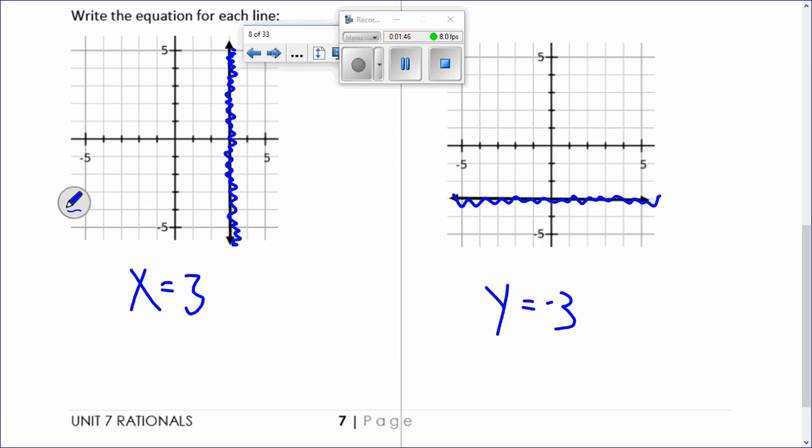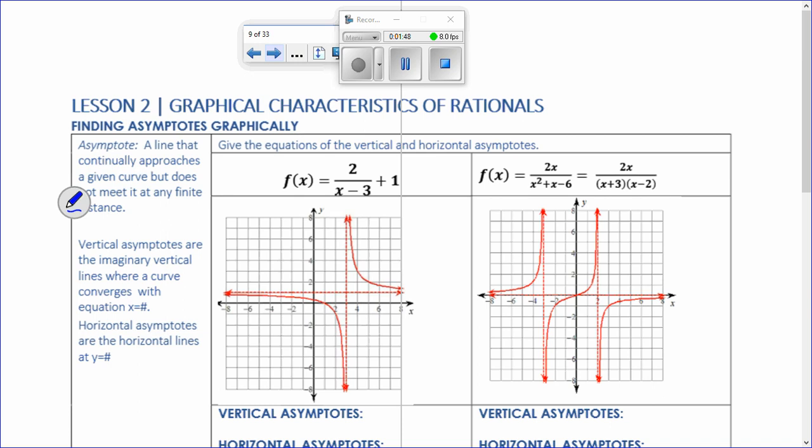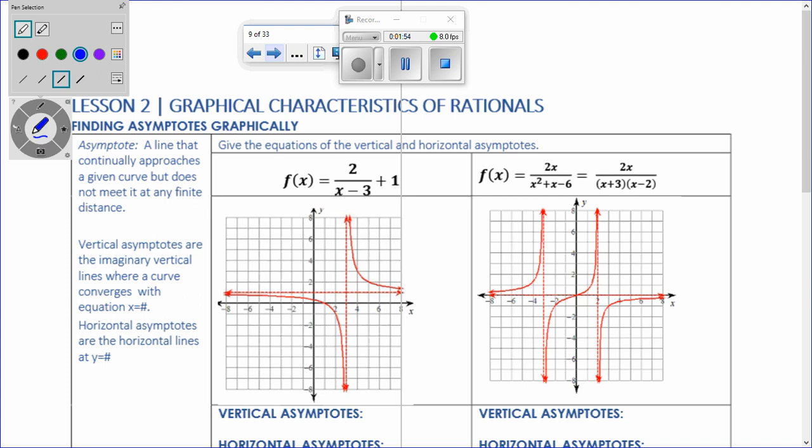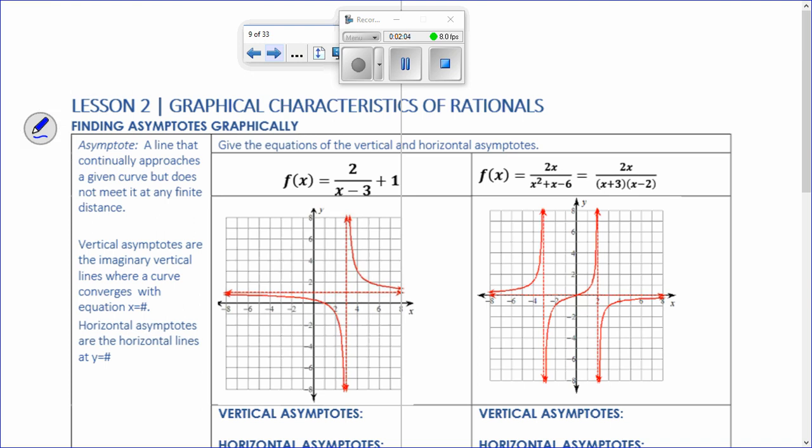Moving on. Now, an asymptote is a line that continually approaches a given curve but does not meet it at any finite distance. That's very formal language. So a curve, if you look at the map of these graphs, you have dashed lines. The dashed lines aren't really a part of the graph itself.